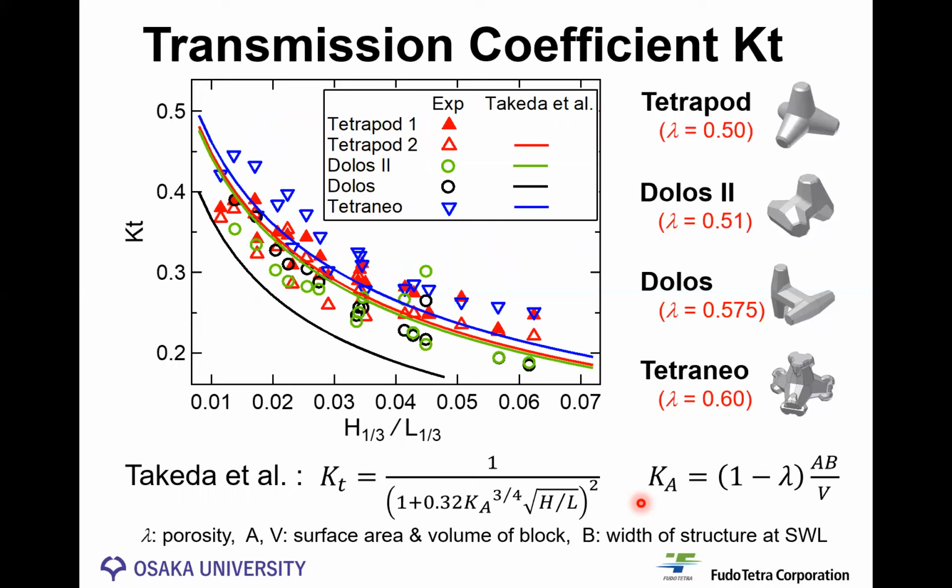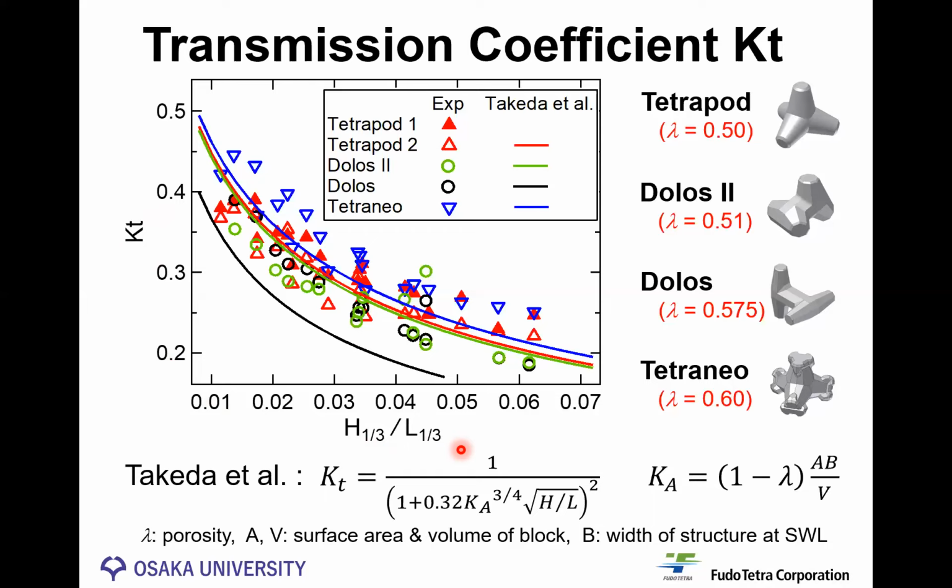The transmission coefficient Kt for wave dissipating blocks with larger porosity was generally larger. The vertical axis of this figure shows the transmission coefficient Kt, and the horizontal axis shows the wave steepness. In the figure, red, green, black, and blue show the transmission coefficients for Tetrapod, Dolos 2, Dolos, and Tetraneo, respectively.